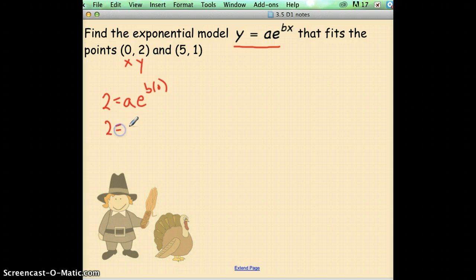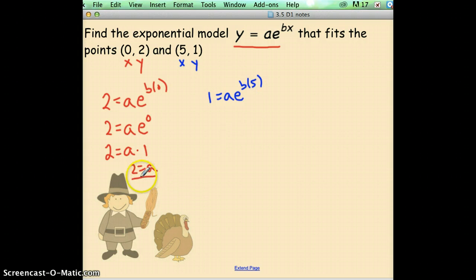Well, up in the exponent, b times 0 is 0. What's e to the 0? E to the 0 is 1. So therefore, a equals 2. All right, well now let's use the other point and plug it in for x and y. So plug a 1 in for y and plug a 5 in for x.